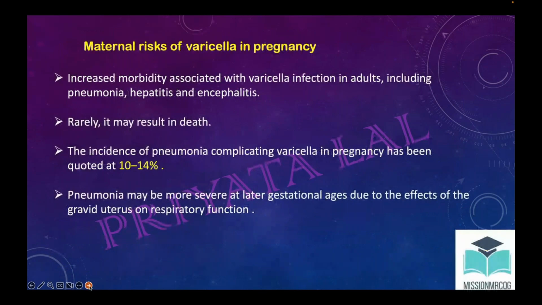Okay. Now, what could be the maternal risk and what could be the fetal risk? Maternal risk: varicella infection in an adult can cause pneumonia, and the incidence you have to remember, for Part 2 people, is a minimum of 10 to 14%. There could be hepatitis, there could be encephalitis, and pneumonia is more severe during the later gestational ages, because the uterus may have an effect on the respiratory system.